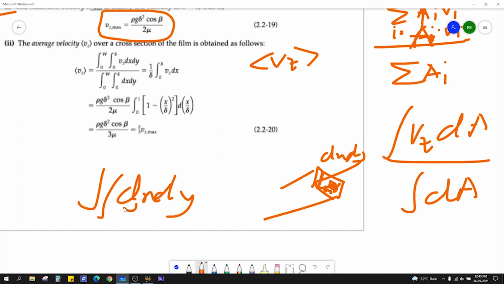So what is the dx limit? 0 to delta. What is the y limit? This is 0 to w. So same thing here, again, you have to put it here instead of A. So this is how you find the average velocity.